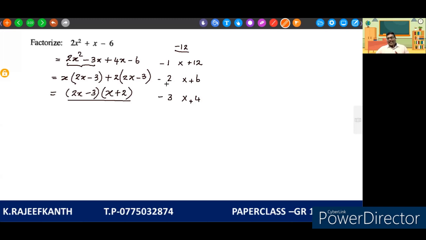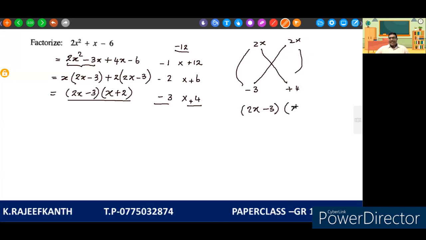In another way, we can directly find the answer for this. First, we have to find these two numbers. Then we can write 2x squared as 2x into 2x, then minus 3 plus 4. Here we can get only 1 as the common factor. Then we write 2x minus 3. Here we can get 2 as the common factor. Then 2x divided by 2 is x, plus 4 divided by 2 is 2. In this way also you can find the answer for this one, right? Then question number 3.